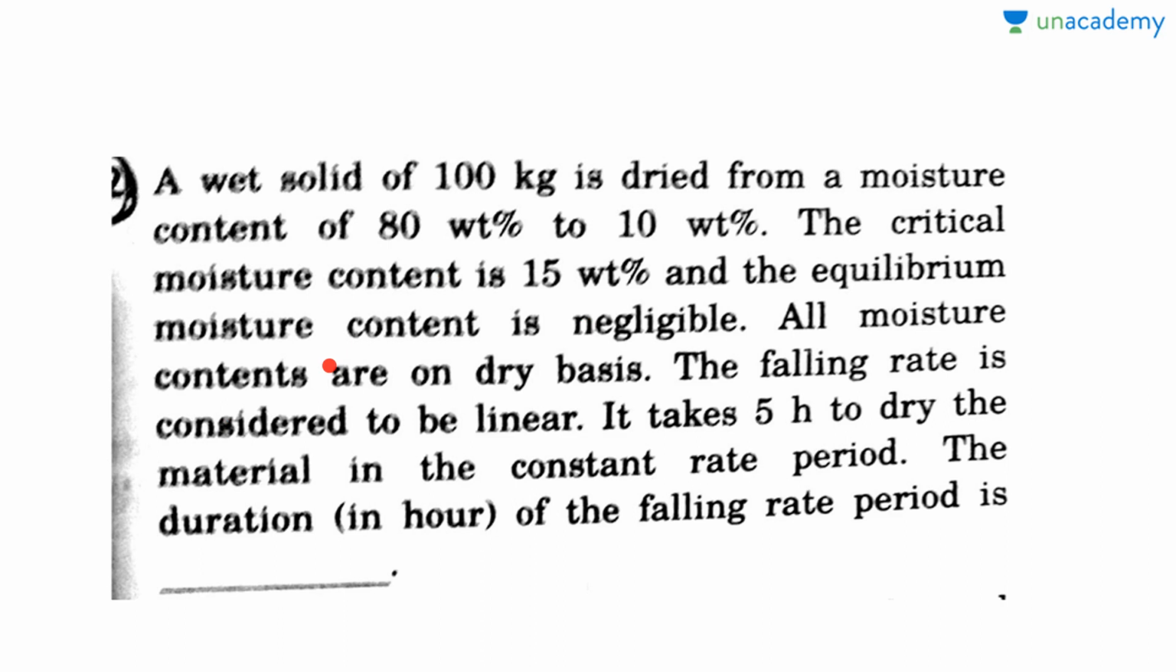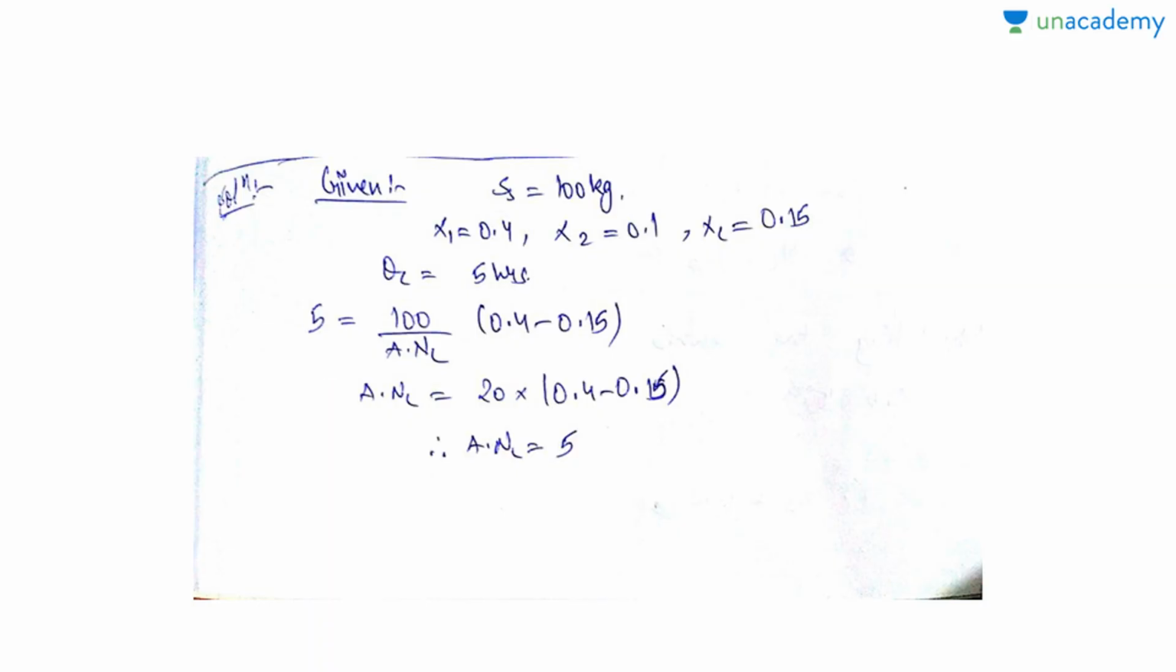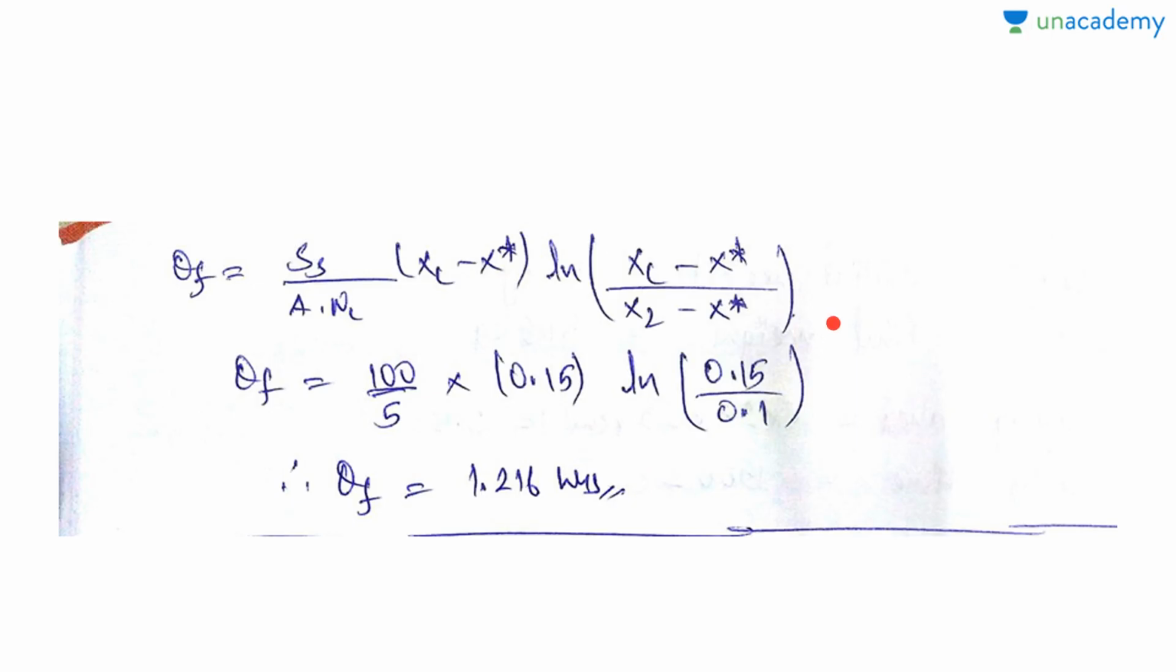As you can see, in the GATE examination each and every question is very well defined. So you need not worry whether data is given or not, or whether they have asked for this or not. Each and everything will be properly defined. You just need to remember the formulae, and especially the formulas which I tell you to learn. Just learn them and try to apply them in a particular numerical. We first found the A·Nc part, and then we went to the falling rate period.